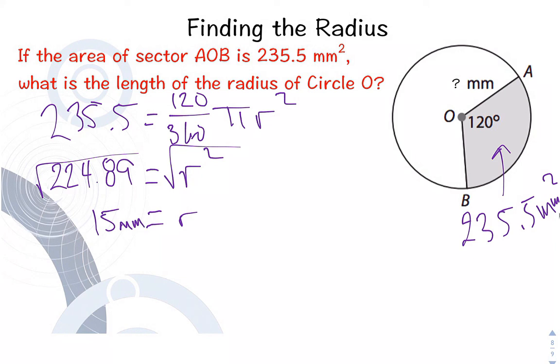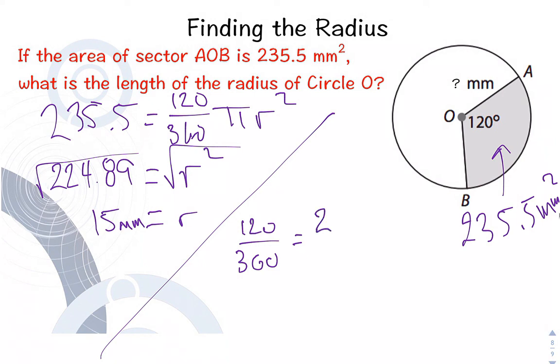Okay. Now let's look at it a different way. Again, kind of the way that Mr. Sutherland likes to look at these, proportions. So I have the part to the whole. So my part would be 120 to 360, and my whole would be the area of the sector, 235.5, to the area of the circle, which is pi times r squared.